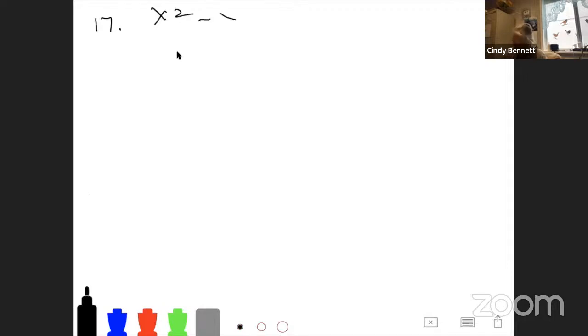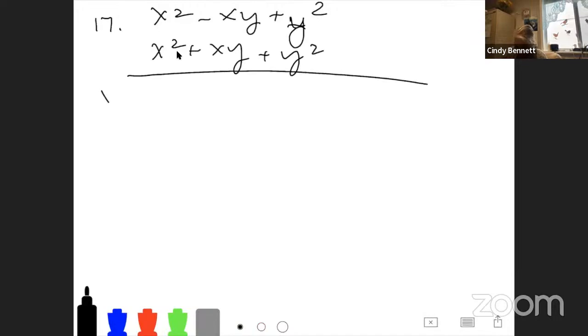Okay. Now we're on to 17. x squared minus xy plus y squared, and then we have x squared plus xy plus y squared. All right. So x to the 4th power minus x cubed y plus x squared y squared. Next row, x cubed y minus x squared y squared.